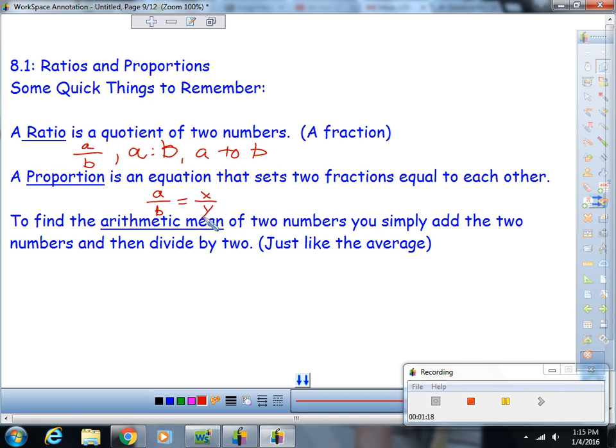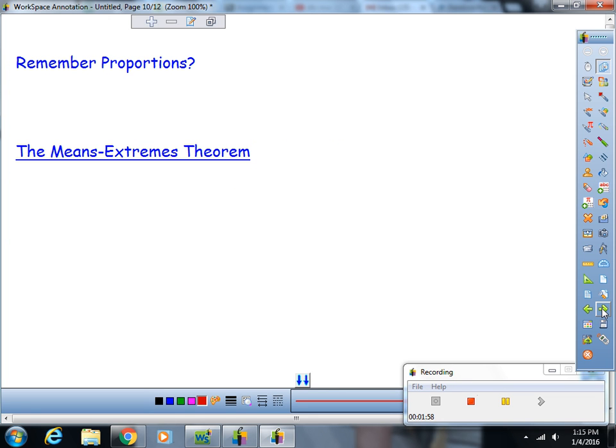Okay? And then I just want to remind you about the arithmetic mean. The arithmetic mean is just the mean. And the mean is just the what? Just the average, exactly. Okay? So to find the arithmetic mean of two numbers, you would do A plus B divided by 2. That'll help us parallel something later. So, the introduction to today's lesson is done, and we're moving on.